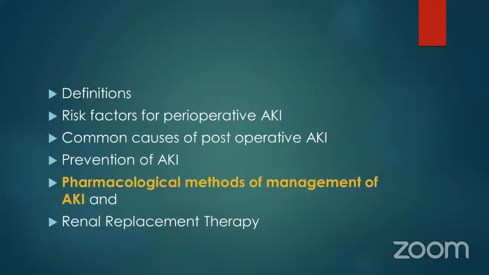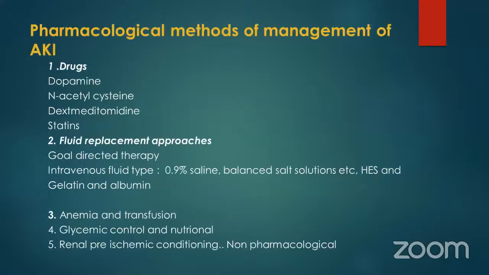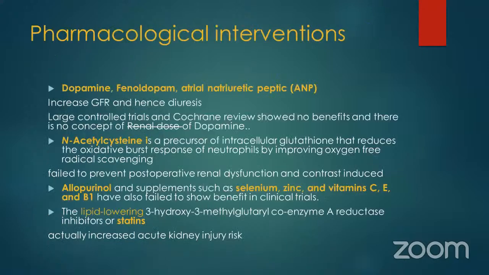So next, the pharmacological methods for the management of AKI. In pharmacological methods, we have divided into two groups: drugs and fluids. In case of drugs, I'm concentrating more on dopamine, N-acetylcysteine, dexmedetomidine, and statins. Dopamine, fenoldopam, and atrial natriuretic peptide were studied in the last two decades. They thought they increased GFR, hence diuresis, helping in avoiding the kidney injury.